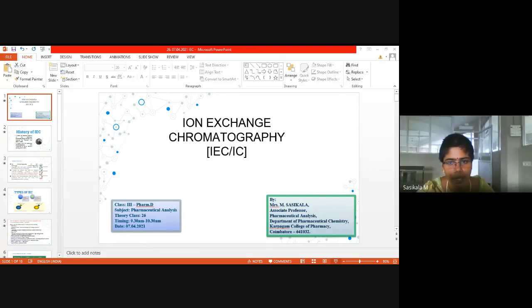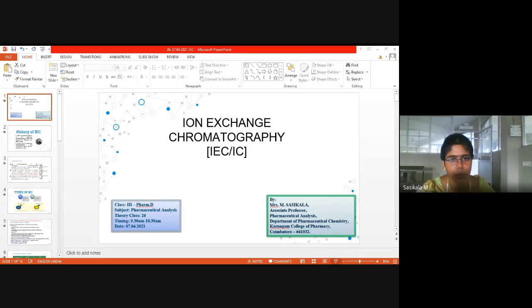Those types of ions, in the form of a drug molecule, if they exist, can be separated using ion exchange chromatography. Based on the types of ions, it is divided into two categories: cation exchange chromatography and anion exchange chromatography. The principles and applications behind this we are going to discuss now.